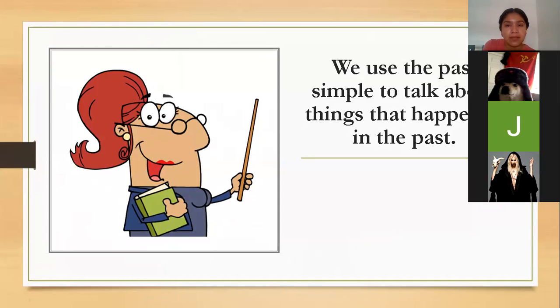Can you read it again, please? I didn't hear. We use the past simple to talk about things that happened in the past. Okay, thank you. So remember that we use the past tense to talk about things that started in the past and were concluded. I mean, they finished in the past.